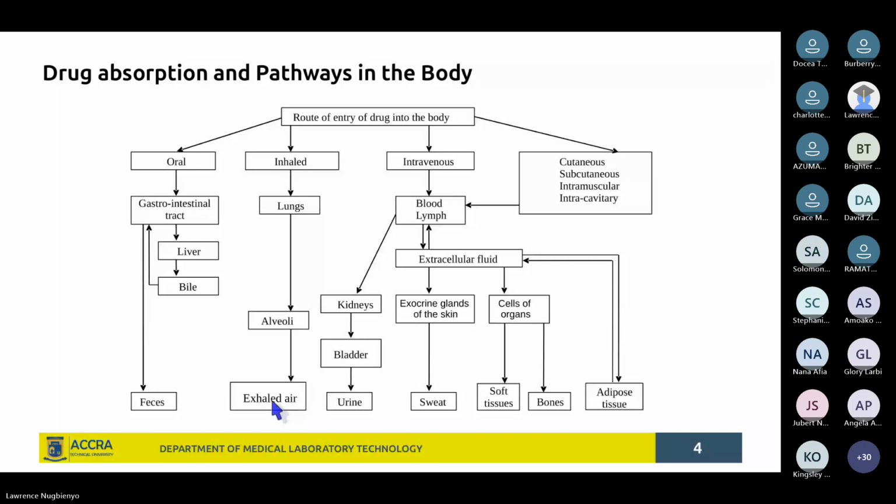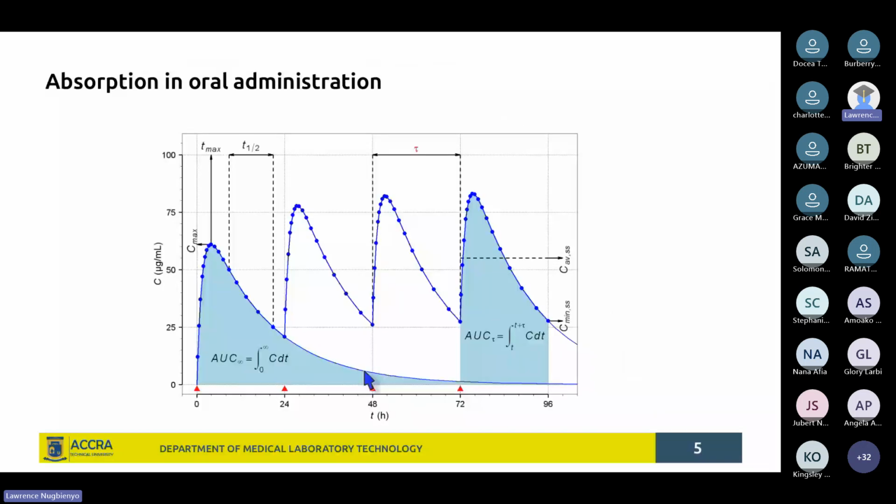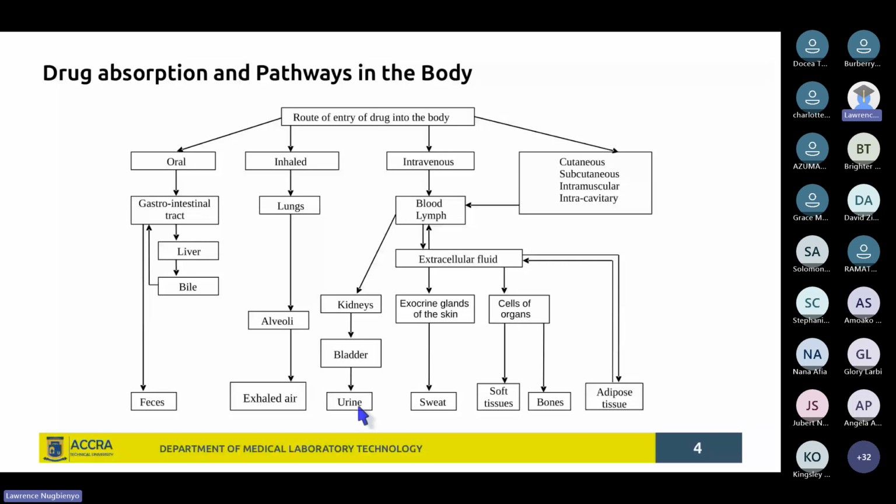Now you have another common way of taking in drugs, intravenous, that's by injection, straight into the bloodstream, and this can also go into the lymph. Now from here, you can have the drug getting filtered out in the kidneys, and that will go into the bladder and get excreted through urine. In fact, the urine is a very major pathway through which you have a lot of excretion of drugs.